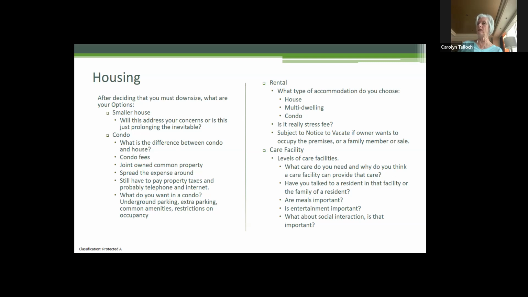So you are faced with a number of rules. If you're considering a care facility, I think one of the things that you really should do is talk to someone who's in that care facility, or talk to a family member who actually has somebody in that facility. Are meals important to you? Find out about the food.